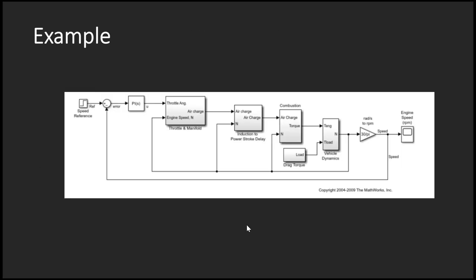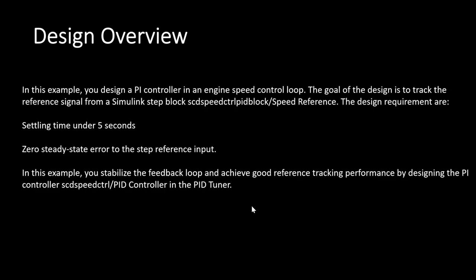So let's see one example from Matlab Simulink. This is the system, and we look through the design overview of this system. In this example, you need to design a PID controller for an engine speed controller. The goal of this design is to track the reference signal from a Simulink step block, the speed reference. We have two design requirements: the settling time under 5 seconds is the first one, and the second one is zero steady state error to the step reference input.